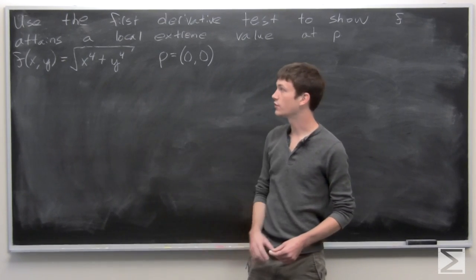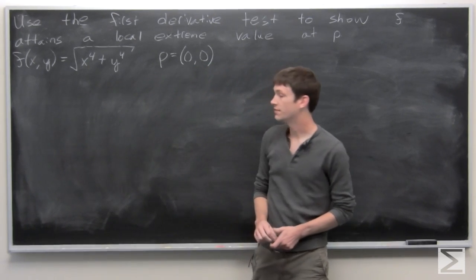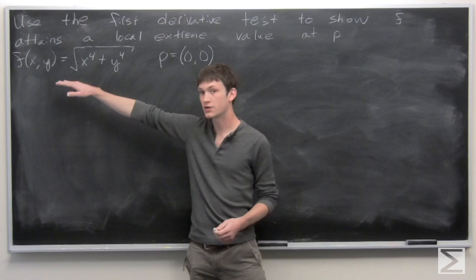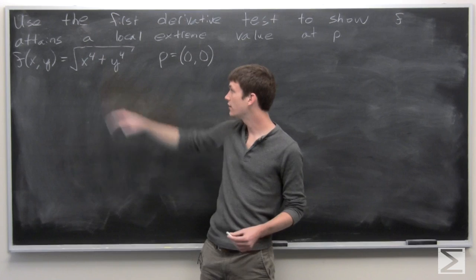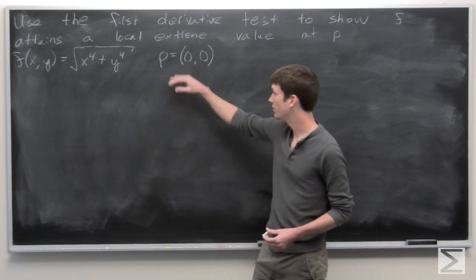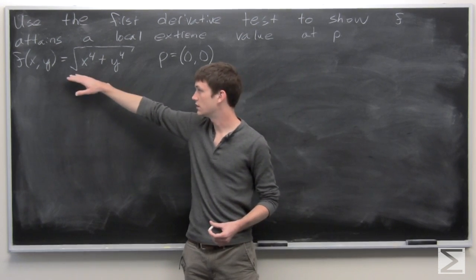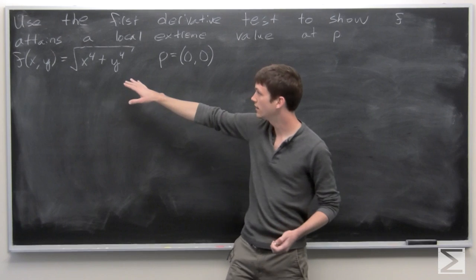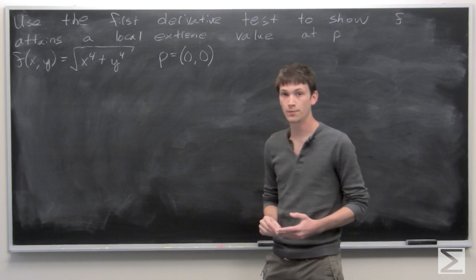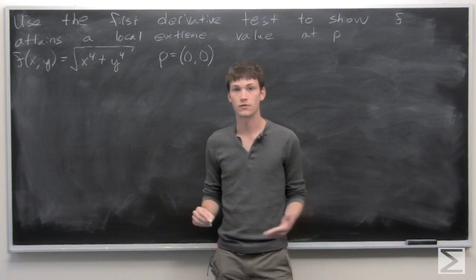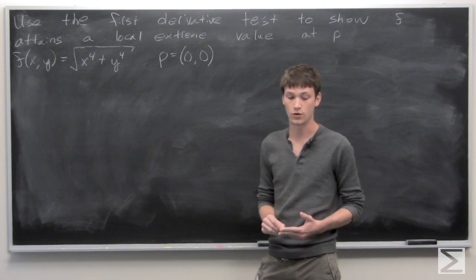Okay, in this problem, we're asked to use the first derivative test to show that f attains a local extreme value at p. And f of x, y is equal to the square root of the quantity x to the fourth plus y to the fourth. And we're given that our point p is (0, 0). So this function is nice in the fact that we can see right away that at (0, 0), f attains a global minimum. So we can already use the first derivative test to determine what we're looking for.